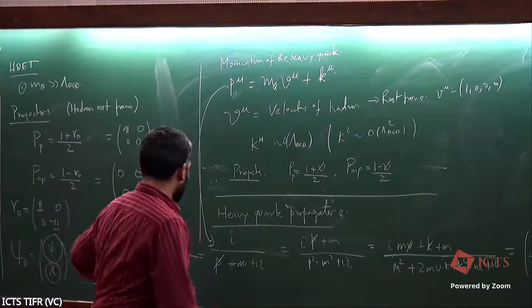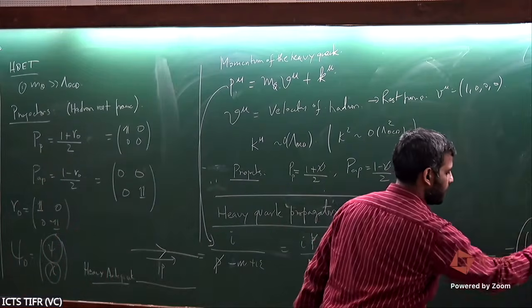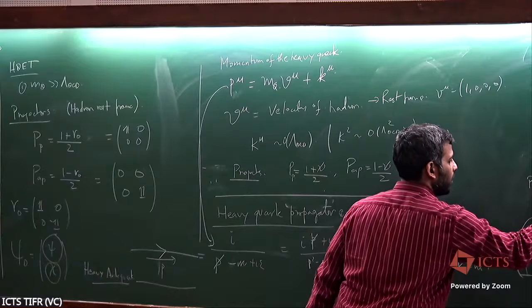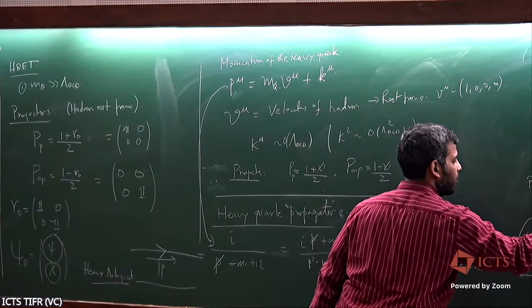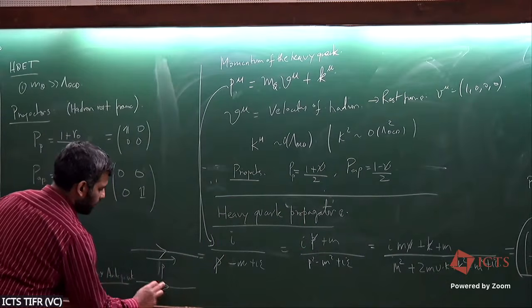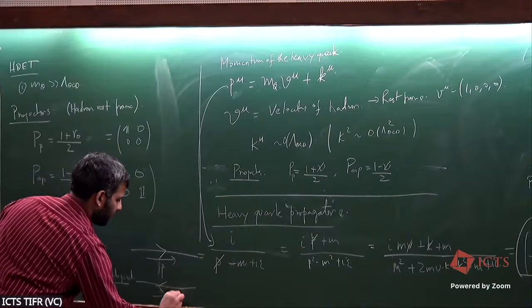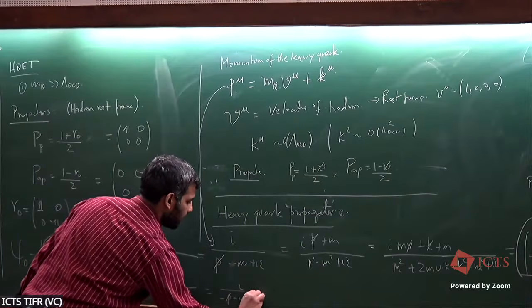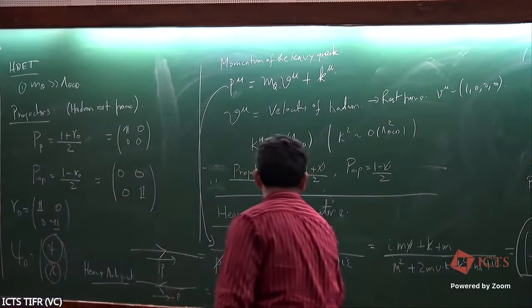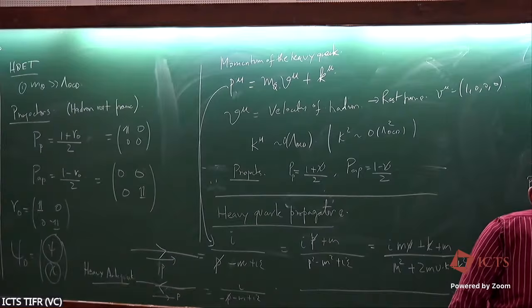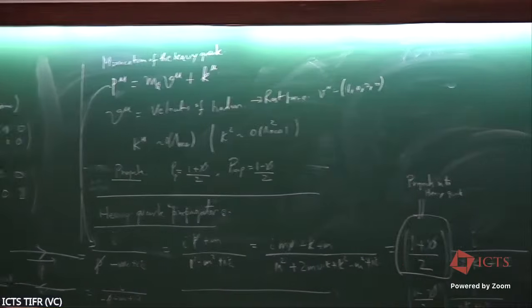The reason I'm talking about heavy anti-quark is because, as I mentioned, this is the piece that projects onto heavy particle or heavy quark. In the case of heavy anti-quark, my propagator will be i over (minus p slash minus m plus i epsilon). If I do the similar expansion, what I will end up getting is (1 minus v slash) by 2 times i over (minus v dot k plus i epsilon). This is left as an exercise, so you can just do it.